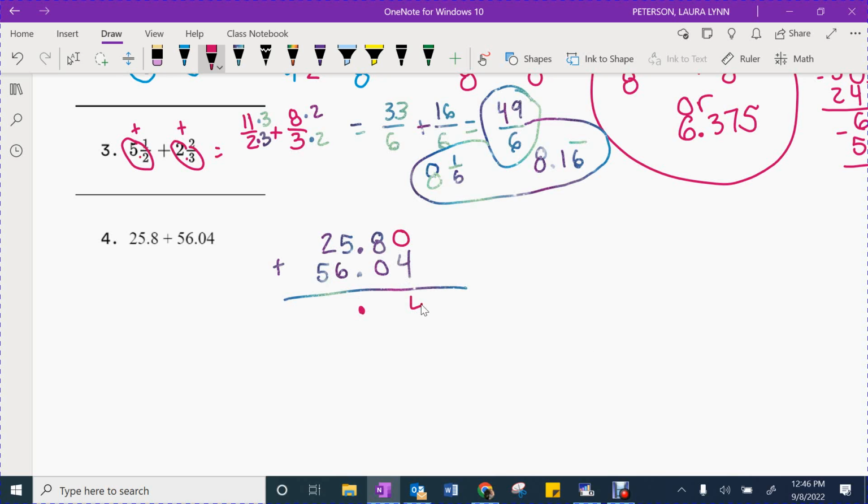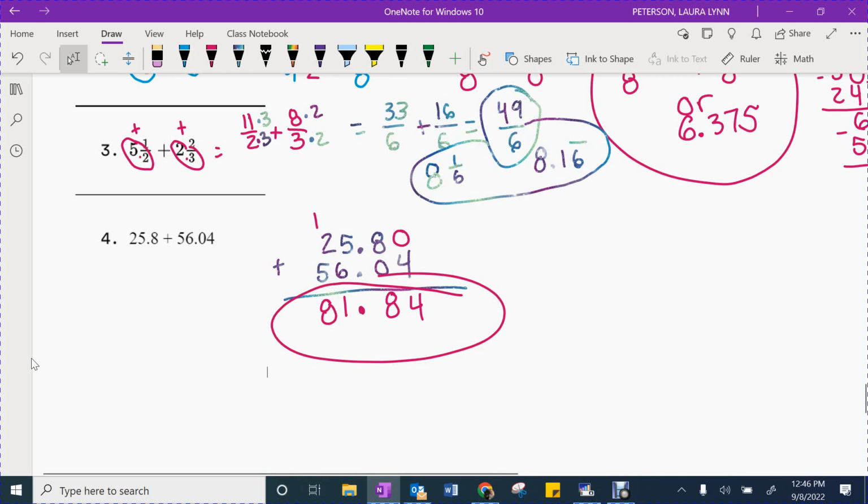0 plus 4 is 4. 8 plus 0 is 8. 5 plus 6 is 11. So I put my 1 down, carry my 1. 1 plus 2 is 3. 3 plus 5 is 8. If you made any mistakes, no worries. That is it for your warm-up.